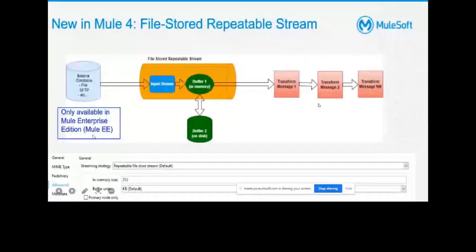This is available in the Mule Enterprise Edition. We can choose the streaming strategy. By default, it will be the repeatable file stored stream in Mule 4. In Mule 3, it was not there. We used to have only non-repeatable streams.